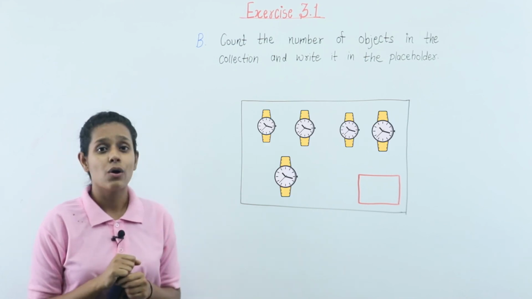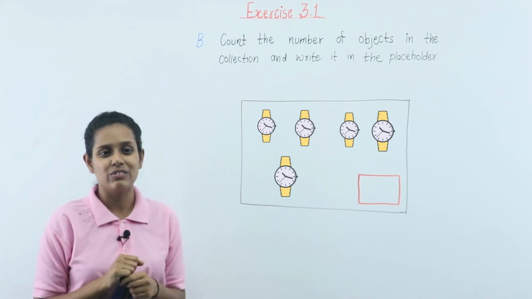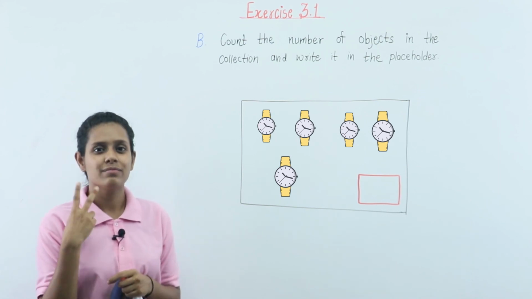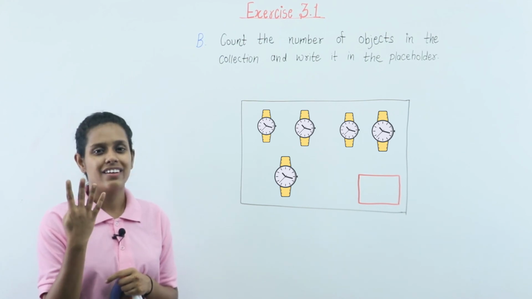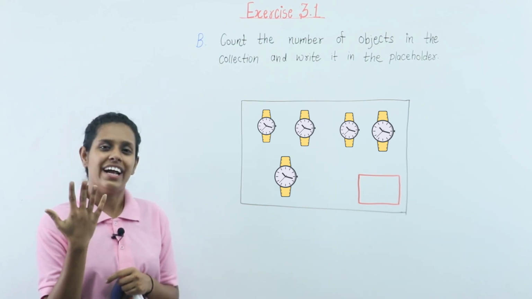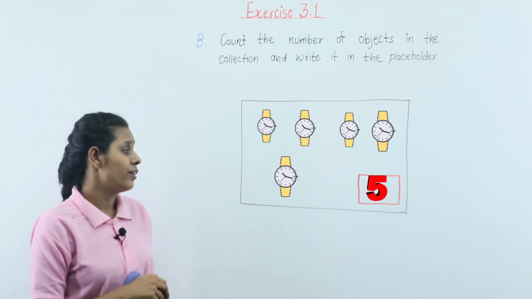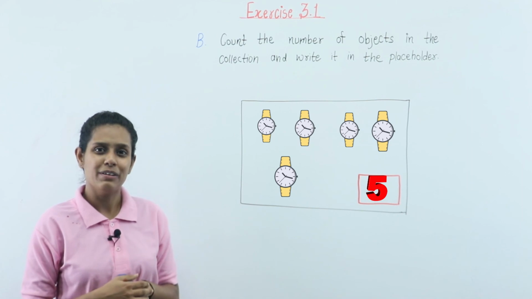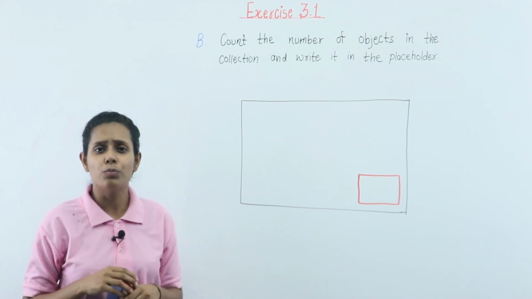What is this? Watch. How many watches? Let's count. 1, 2, 3, 4 and 5. 5 watches. Now write 5 in placeholder. Look at the next. Spoon.